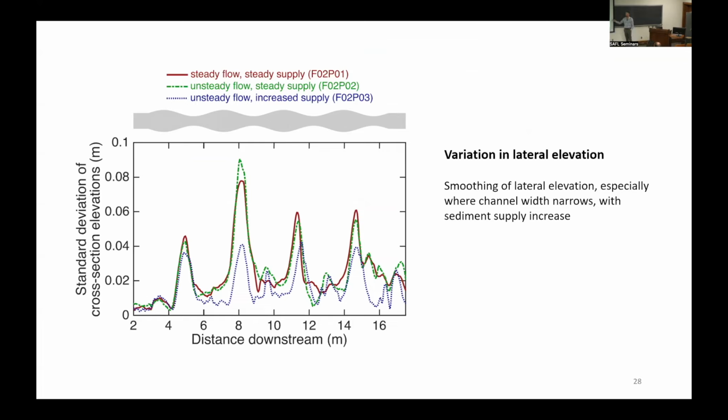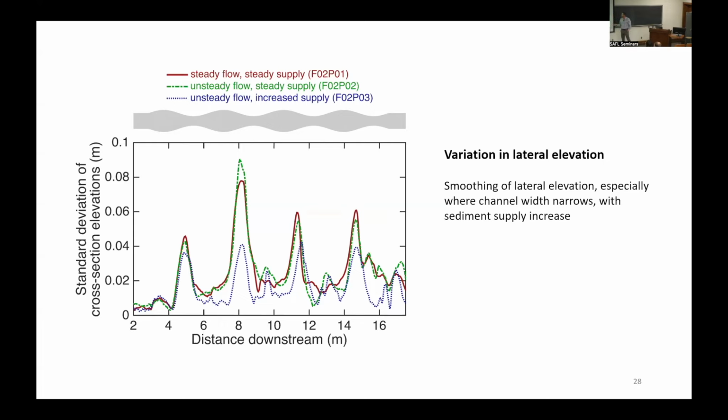I can take all of those elevation measurements and calculate the standard deviation of them, and then I can plot that as distance downstream. That gives me some idea of how flat versus how bumpy the cross-sectional topography is as I go downstream in my channel. During the first two phases, especially in these wider sections where we had those central bars, we had pretty significant standard deviation of cross-section elevations. We had pretty big differences as I went across the channel.